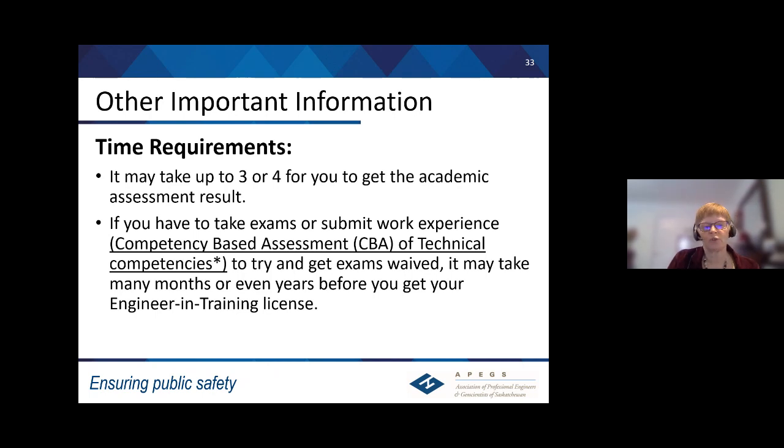So you're not a member in training when you apply. You're only a member in training once you get approved, and you will get a letter telling you that you've been approved and that you are now a member in training.